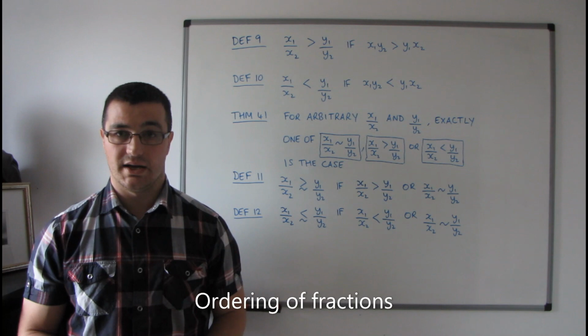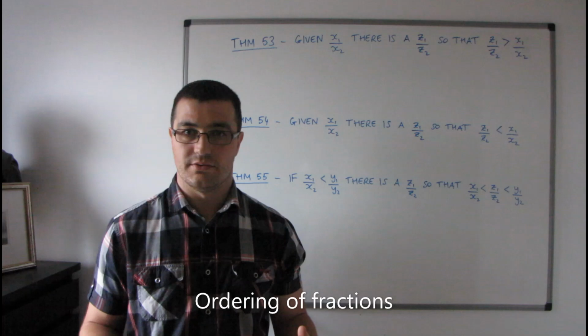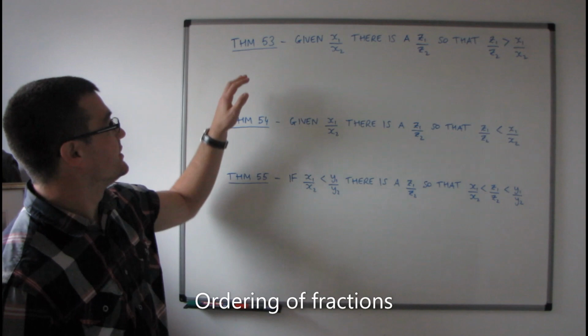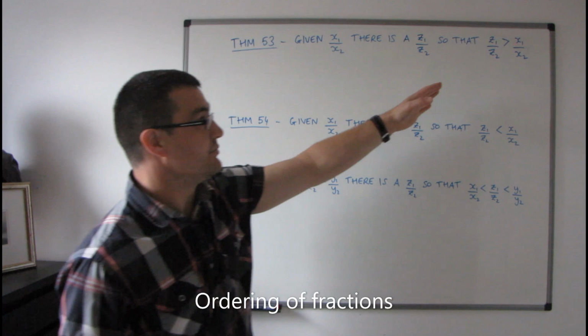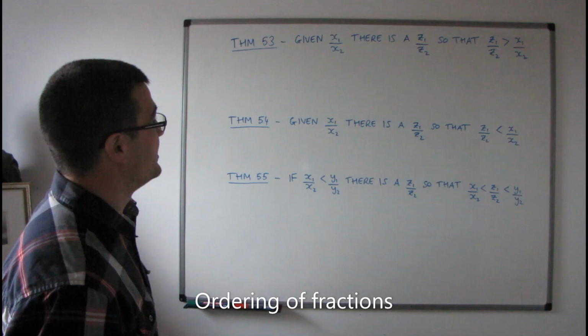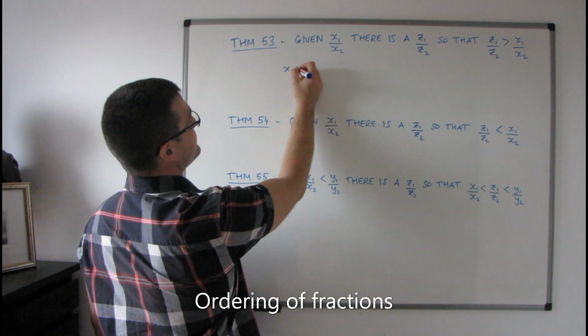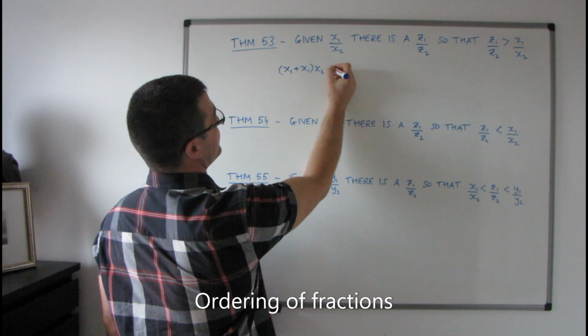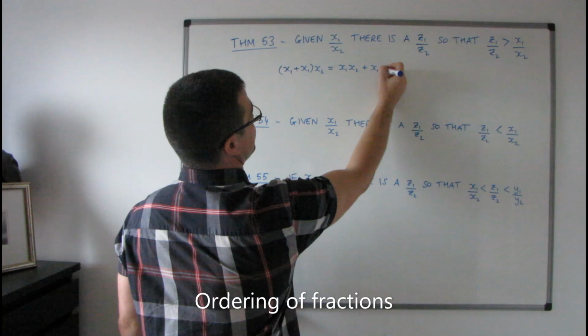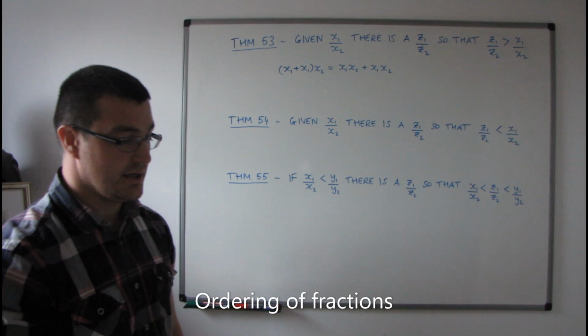On the board I've written a few slightly interesting theorems, at least from this particular section on fractions. Theorem 53: given any fraction, there is another fraction which is greater than the given fraction. This is really easy to prove. For example, x1 plus x1 times x2 is equal to x1 x2 plus x1 x2. This is just distributivity of natural numbers.